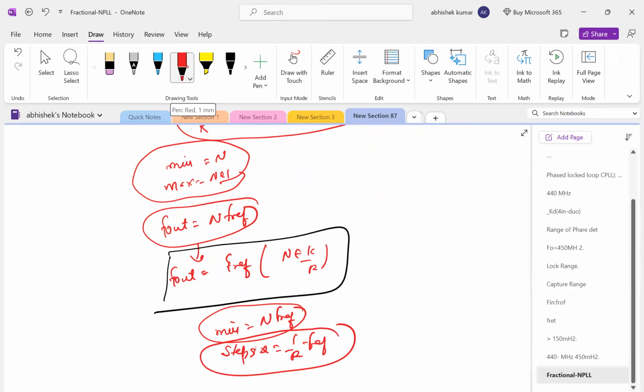Now we can see the problem with fractional PLL. Till now, do you have any doubt? Then ask me, because I think I'm moving very fast. If you have any doubt, then ask me.